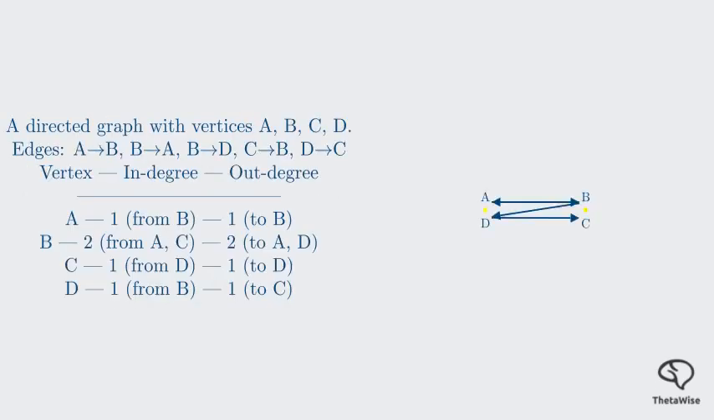Let's find the in degree and out degree for each vertex in this directed graph. Vertex A has one incoming edge from B and one outgoing edge to B. So its in degree is 1 and its out degree is 1. Vertex B has two incoming edges from A and C and two outgoing edges to A and D. So its in degree is 2 and out degree is 2. We have now distinguished between undirected and directed graphs and learned how to calculate their respective degrees. These concepts are foundational for understanding how to navigate and analyze networks.